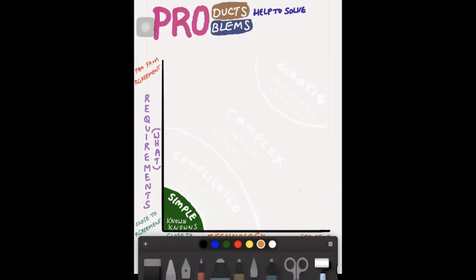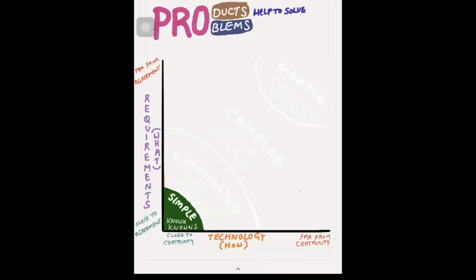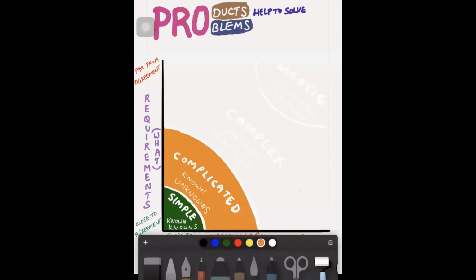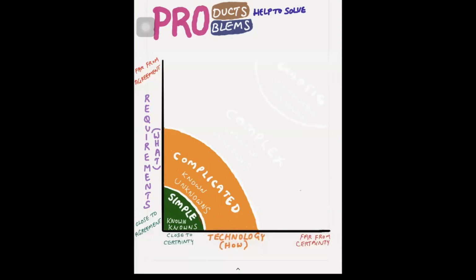The second type of problem is called as complicated. The nature of this problem type complicated is known unknowns. For example, playing hide and seek game with your children in your home. Because your home is completely known to you, but where are these children hiding is not known. So that is why known unknowns.